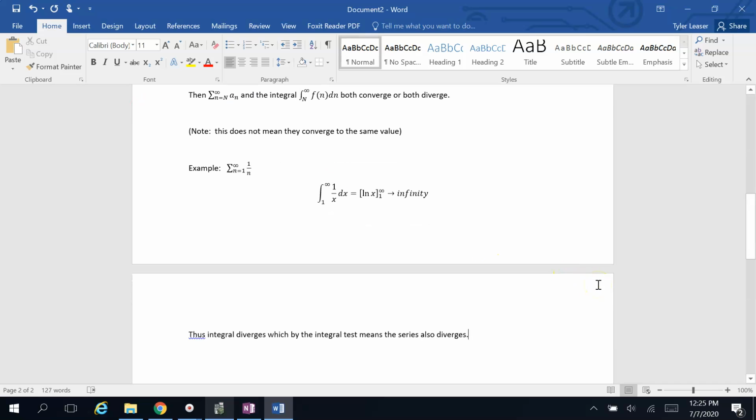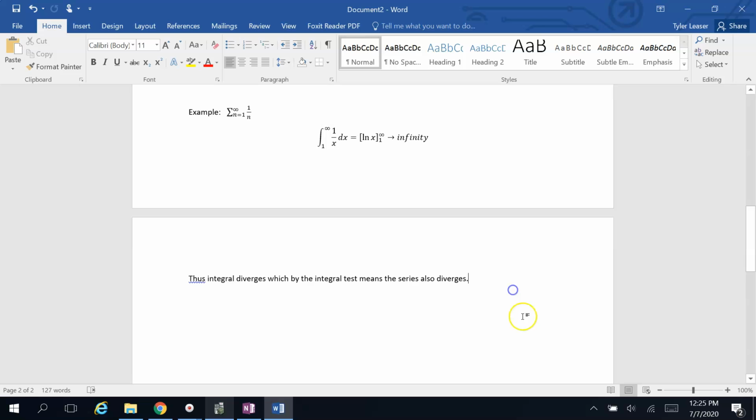Okay, so what the integral test says is that if you have a series that follows all of those prerequisites, positive numbers, decreasing, continuous, and you integrate over the sequence as a function, if the integral diverges, the series diverges. If the integral converges, then the series converges.